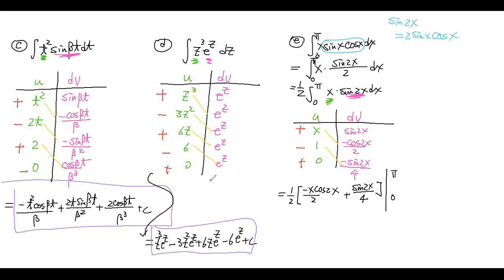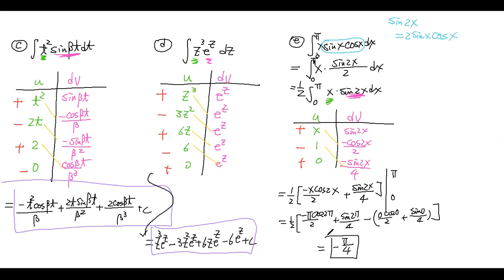So you can just substitute the 0 and the pi in there. So this will be 1/2 times, negative pi cosine 2 pi over 2 plus sine 2 pi over 4, then minus, 0 cosine 0 over 2 plus sine 0 over 4. So finally, the answer here is negative pi over 4. Okay, so it's pretty cool.